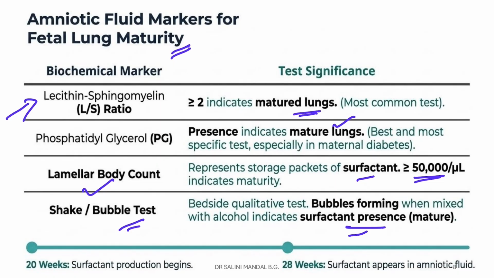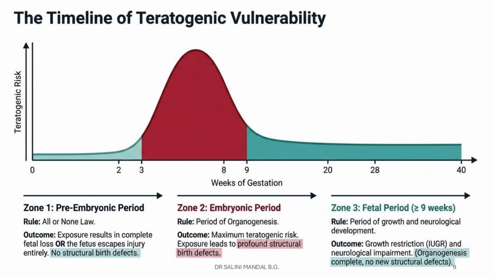Not talking about the surfactant as such, we have spoken about surfactant, right? The production of surfactant begins by 20th week, and by 28th week, the surfactant appears in the amniotic fluid. So when does the production start? Production starts by 20th week, and it appears in the amniotic fluid by 28th week. Next one, a little about teratogenic vulnerability.